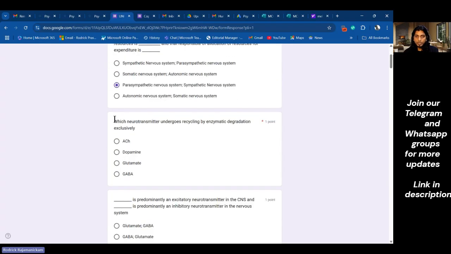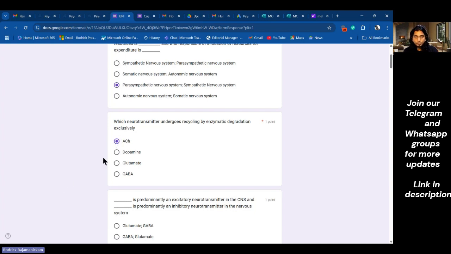Now, which neurotransmitter undergoes recycling by enzymatic degradation exclusively? So it will be acetylcholine. Acetylcholinesterase, and there are various enzymes involved in degrading acetylcholine. It is taken back and then reconfigured in the neuron.